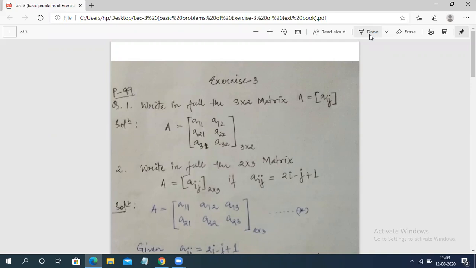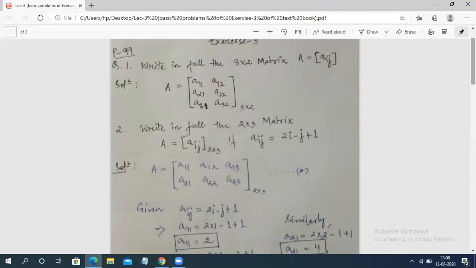So first question, you can see the question is: write in full the 3 by 2 matrix A whose elements are of the form Aij. That means you have to write a matrix A whose order is 3 by 2. I denotes the number of rows and J denotes the number of columns. So as the order of the matrix is 3 by 2, it will have 3 rows and 2 columns.